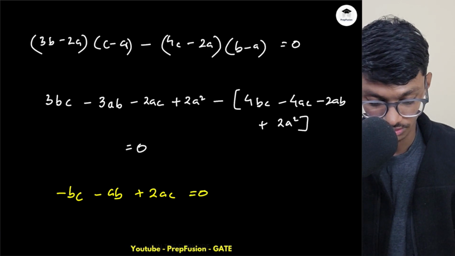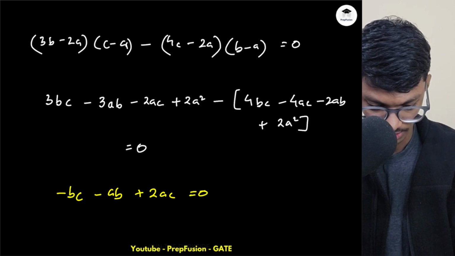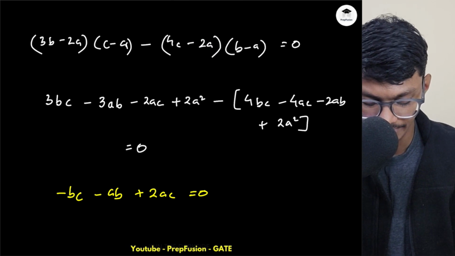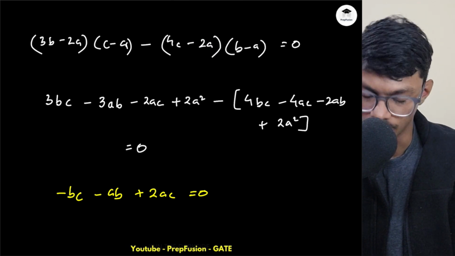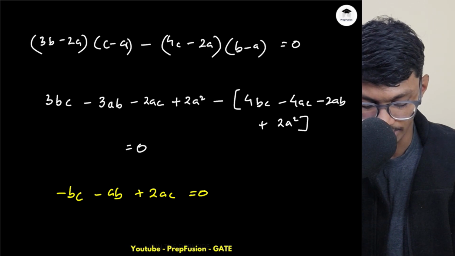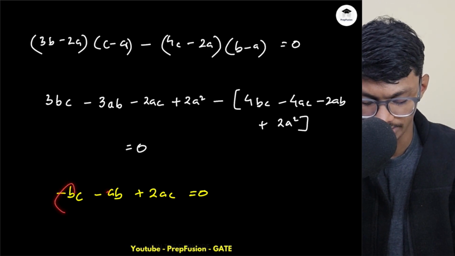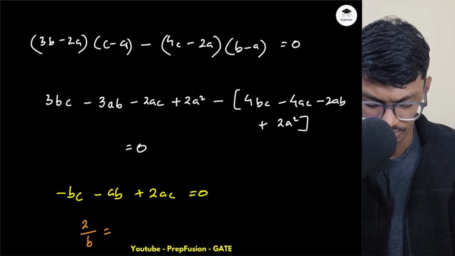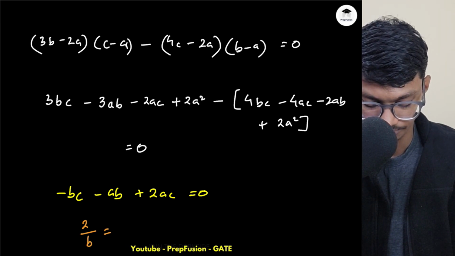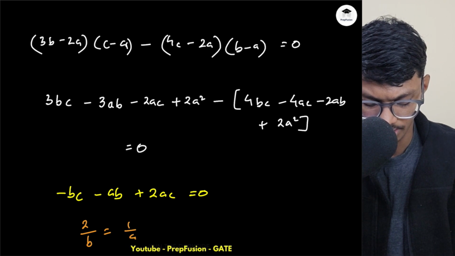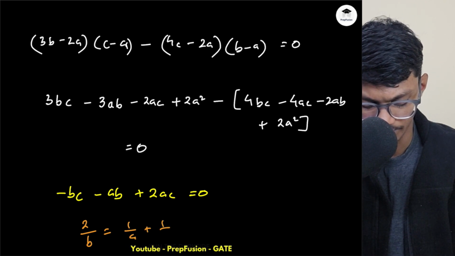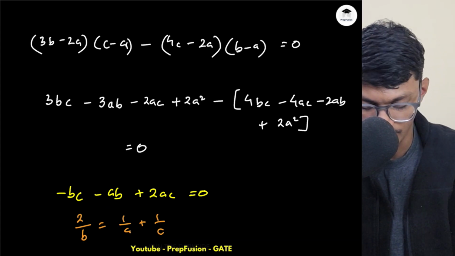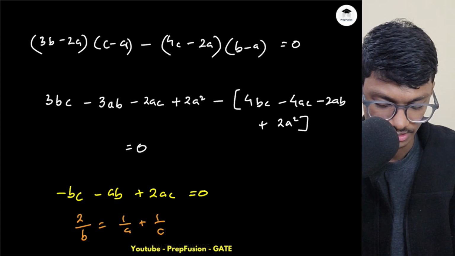So overall this is equal to 0. So what could be the answer? If I divide by ABC on both sides and take these two negative signs to the right-hand side, this will become 2 by ABC. This is B only, B is left, and this is 1 by A plus 1 by C. Now, if you recall correctly, this is the relationship of harmonic progression of ABC.